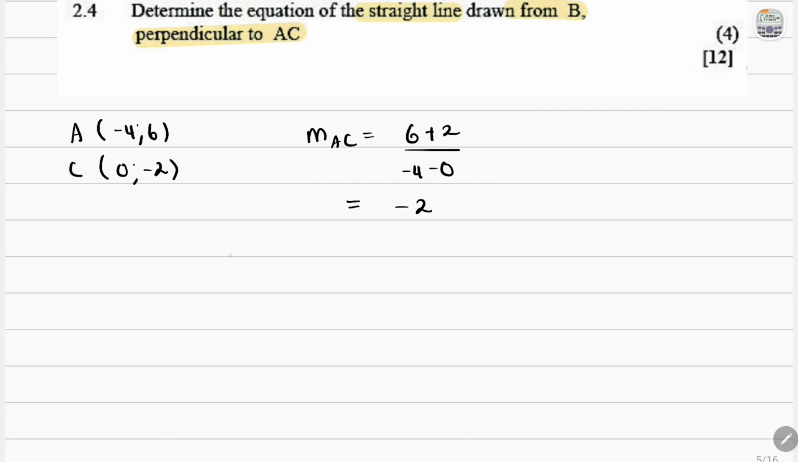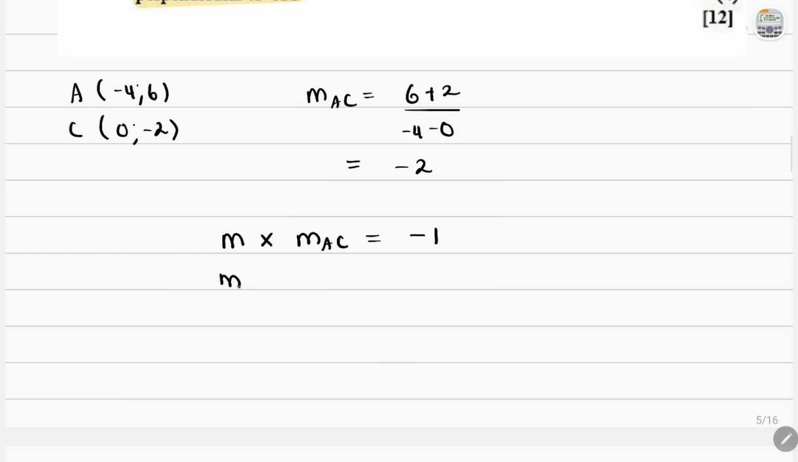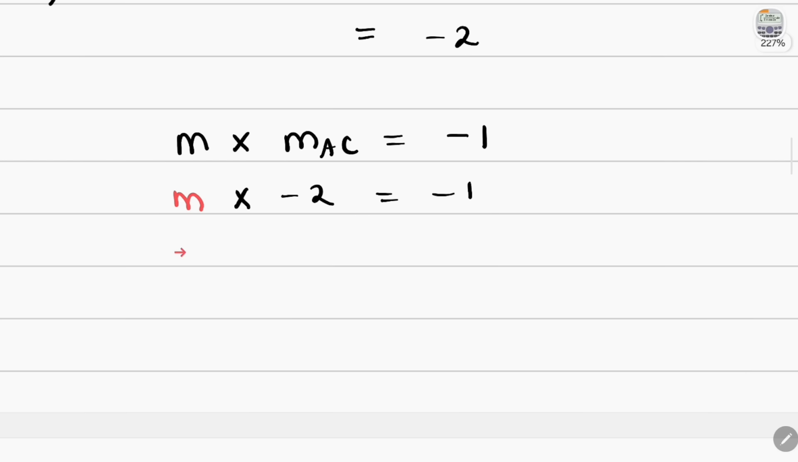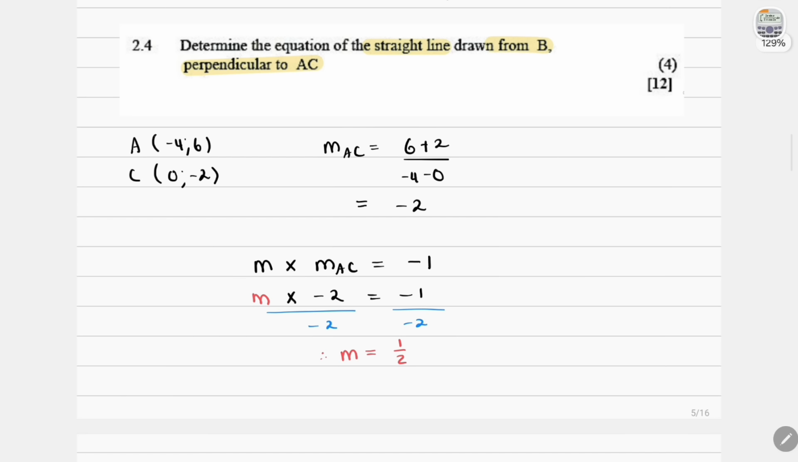Now we know that that line, regardless of which line it is, if you take its gradient and multiply it by the gradient of AC, you are going to get negative 1 since that line is perpendicular to AC. So we'll just go ahead and say the gradient multiplied by, and we know the gradient of AC, it's negative 2, and so this is equal to negative 1. So how do you solve for this gradient? This is multiplying, so the only way to get rid of it is to divide both hand sides by negative 2. And so all this means is that the gradient of this line we are referring to is 1 over 2. Okay, so we've got the gradient.